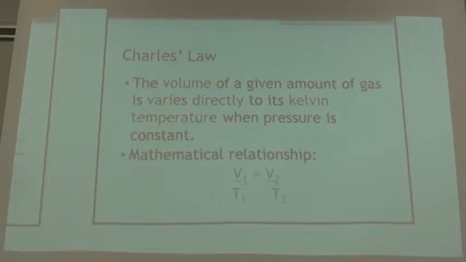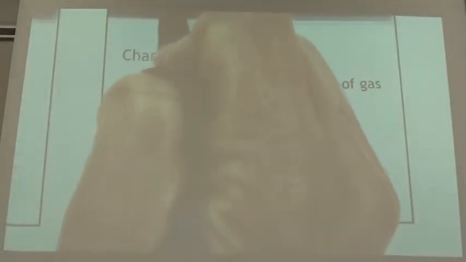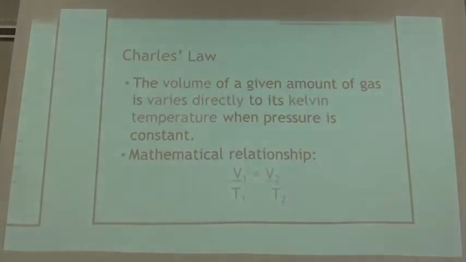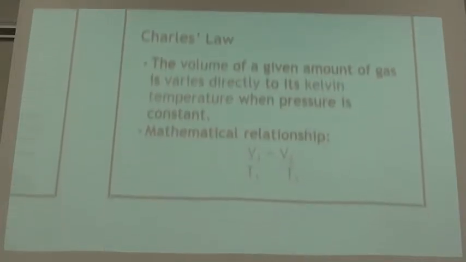Ladies and gentlemen, let's see how much you remember from Friday. What's the magic number? 273. What does that mean? To convert from Celsius to Kelvin, you add 273 to the Celsius temperature. If you want to go the other way, you subtract 273. Is that correct? All right.